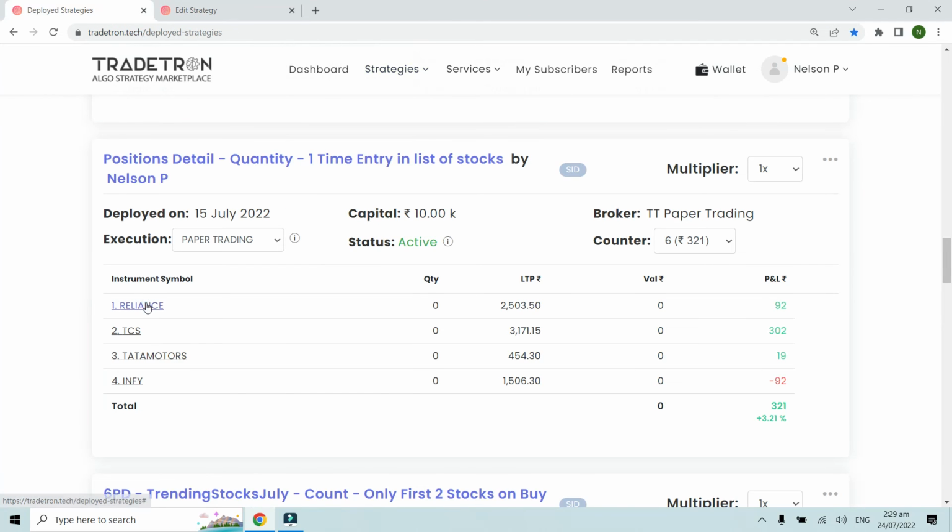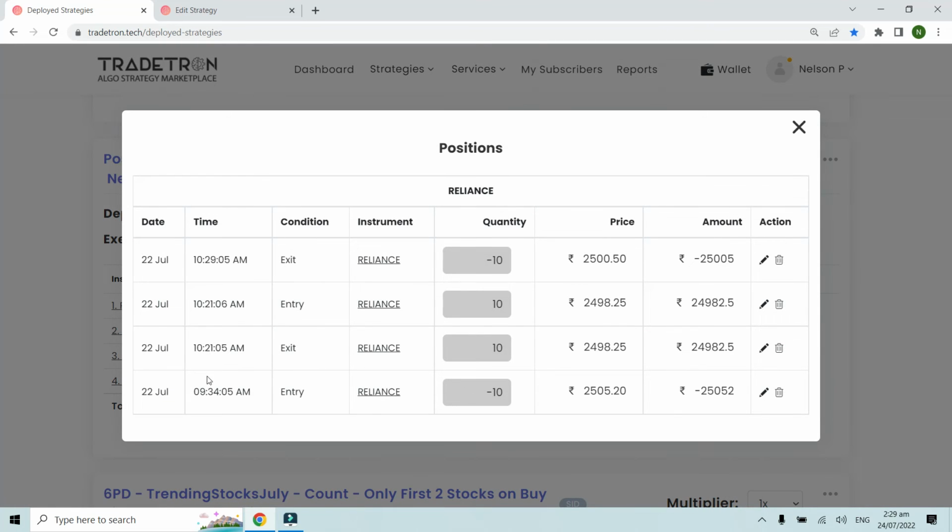All right, so over here we can see that Reliance's first entry on 22nd July was at 9:34 a.m. in 10 stocks, but this was on the short side. So this was the first entry on the short side that got exited at 10:21:05 a.m. That is basically the exit of the short side. But as soon as there was an exit of the short side, it also means an entry on the long side. So that's the reason why it took entry at the same time on the long side and bought 10 stocks, and that exited at 10:29 a.m. After that, it did not take any trade because the condition is that it should trade only once.